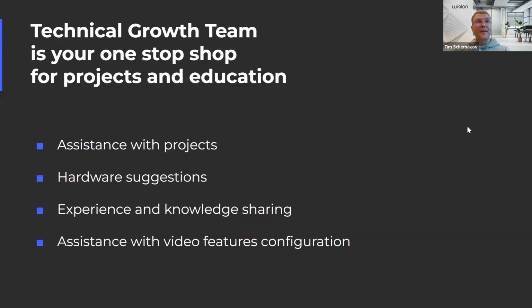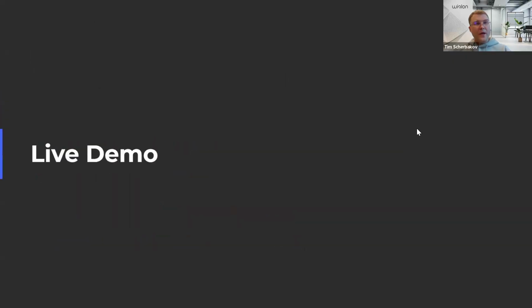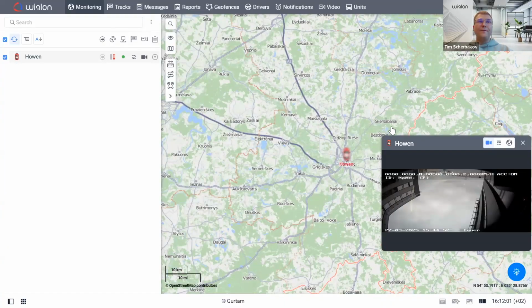So now we are proceeding to the live demo, and I will show you the features that we have on the platform. Let's start with the live video. Live video is something that you want to use if you would like to check what's going on inside the vehicle. It is useful if you want to check what the driver is doing right now and where he is going.